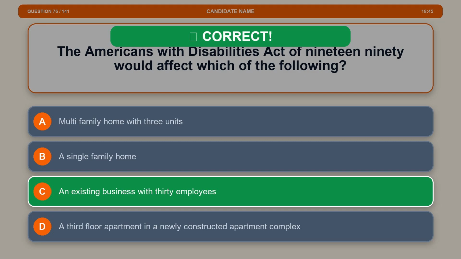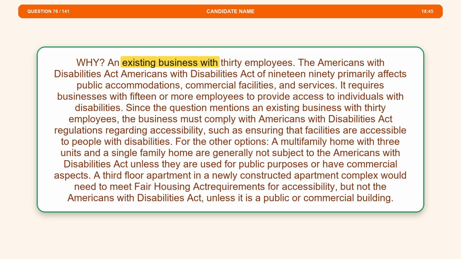The correct answer is option C. An existing business with 30 employees. The Americans with Disabilities Act of 1990 primarily affects public accommodations, commercial facilities, and services. It requires businesses with 15 or more employees to provide access to individuals with disabilities. Since the question mentions an existing business with 30 employees, the business must comply with Americans with Disabilities Act regulations regarding accessibility, such as ensuring that facilities are accessible to people with disabilities.